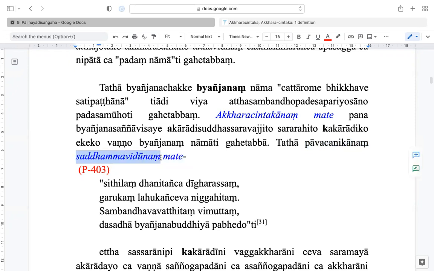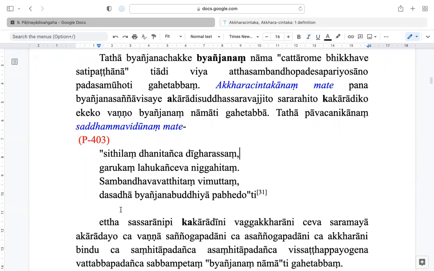Modifying this, Saddama Viduna. Viduna, right? The wise one. Viduna Mate. So actually it wants to refer to the commentator. So in the commentator's idea, there are 10 kinds of what we call Vyanjana Bodhi. Vyanjana Bodhi, 10 kinds of Vyanjana Bodhi. Bodhi means knowledge about the consonants.